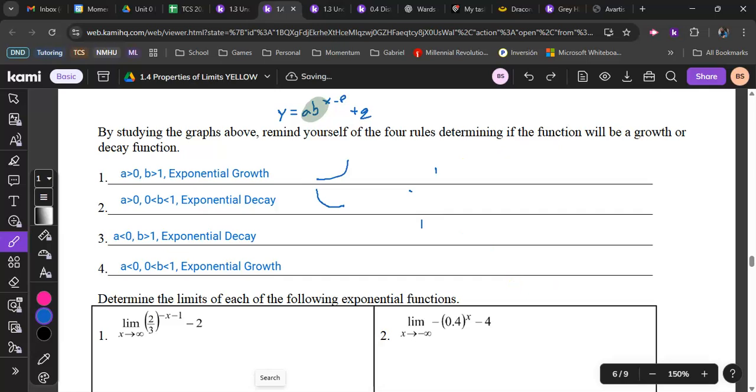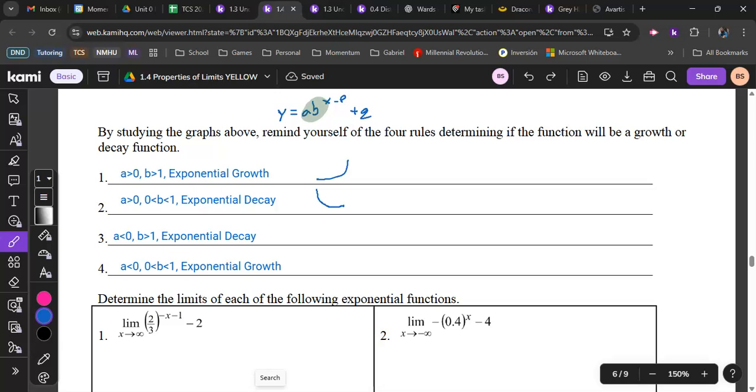A and B, what do they represent? If you remember, A is your starting population, B is your growth rate. Come on, you all took bio. You went over this in bio. This is populations. Okay? All right.